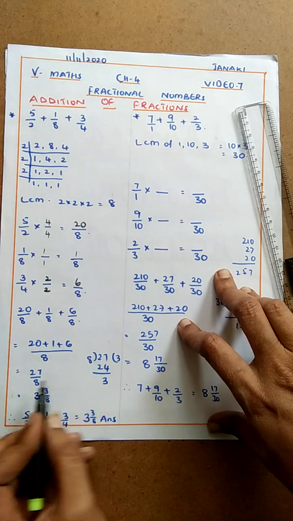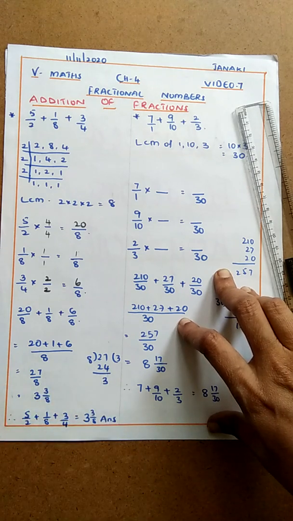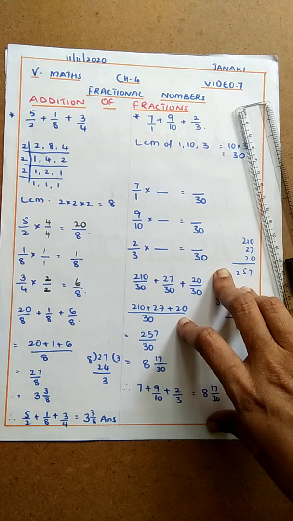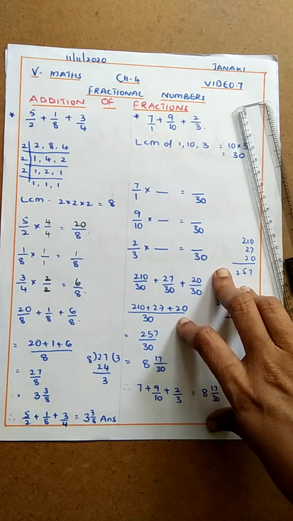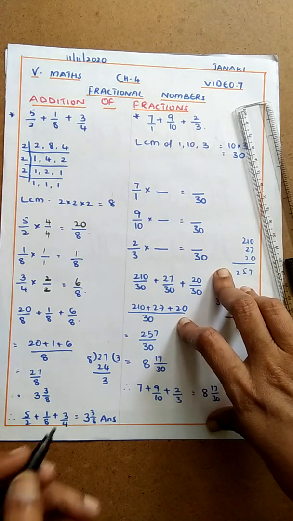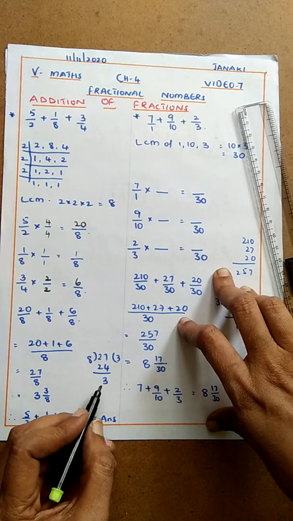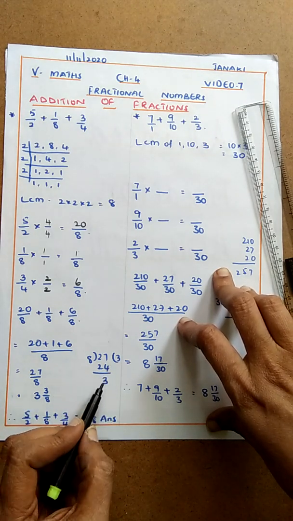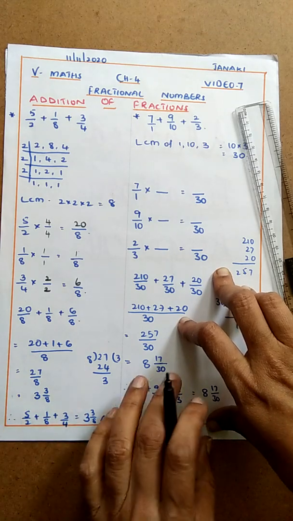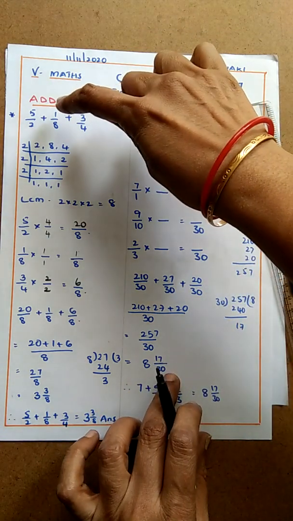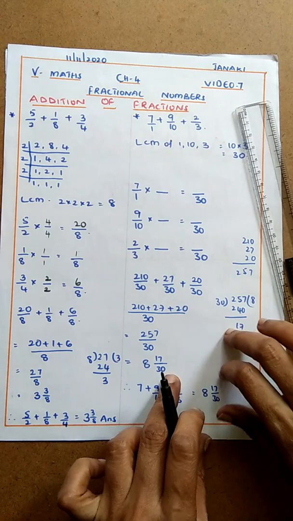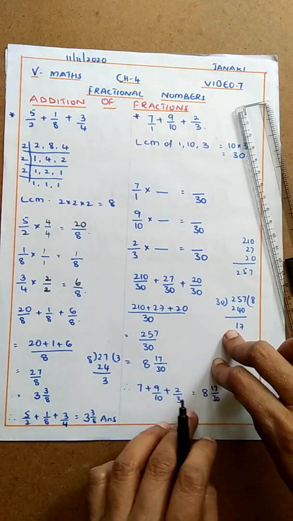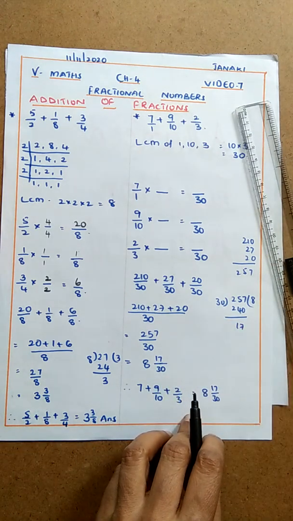Now divide it. It's an improper fraction. So 8 goes 3 times in 27. 8 3s are 24. Subtract it. You get 3 as the remainder. So you will write it as a mixed fraction as 3 3 by 8. So we have added 5 by 2 plus 1 by 8 plus 3 by 4 and we got 3 3 by 8. Now let us move on to another sum.